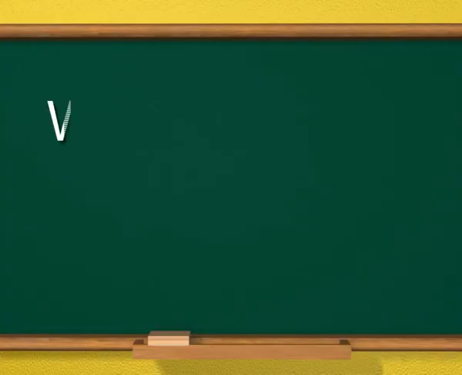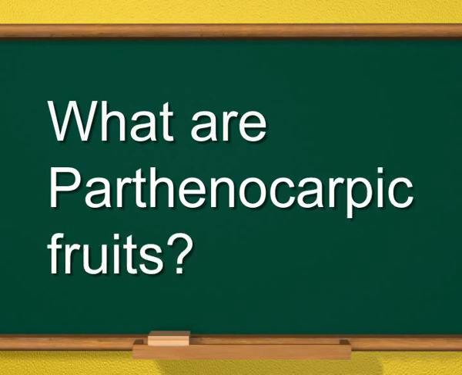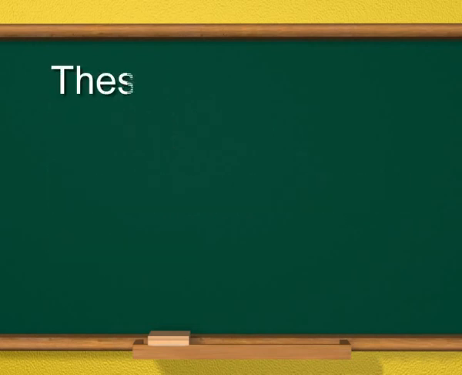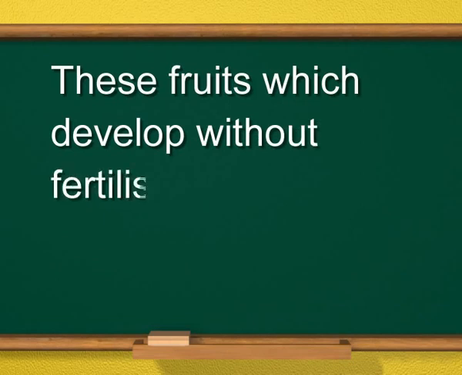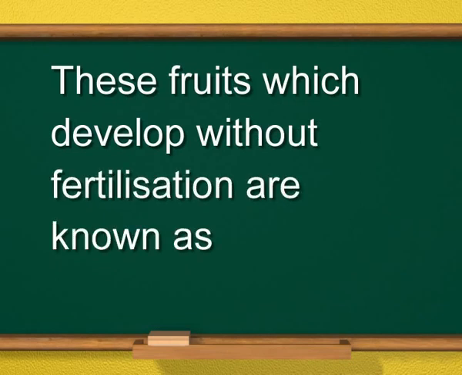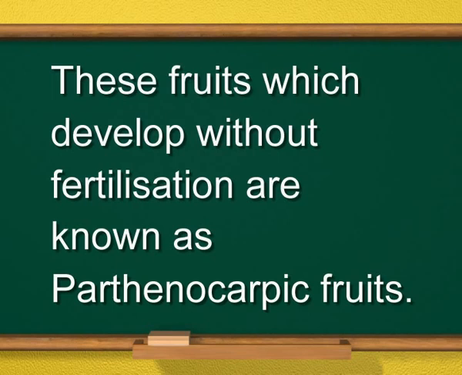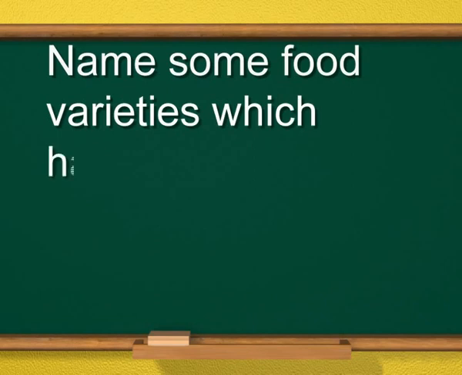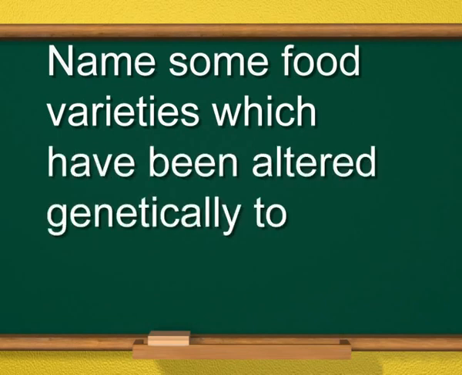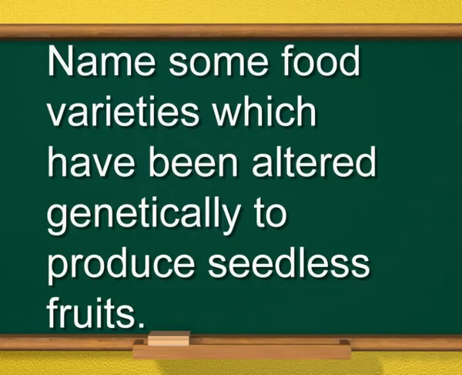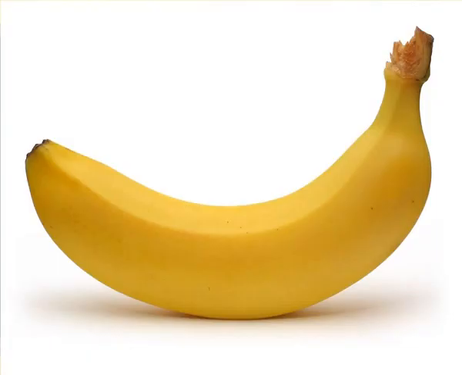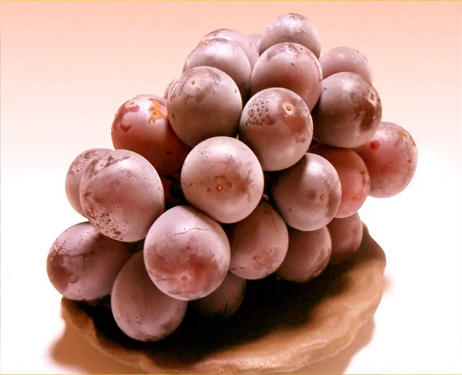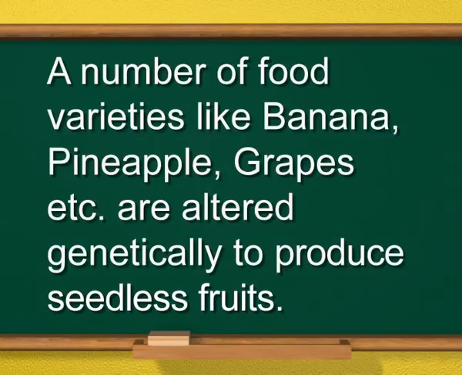Next question, what are parthenocarpic fruits? The answer is, these fruits which develop without fertilization are known as parthenocarpic fruits. The next question is, name some food varieties which have been altered genetically to produce seedless fruits. The answer is, a number of food varieties like banana, pineapple, grapes, etc. are altered genetically to produce seedless fruits.